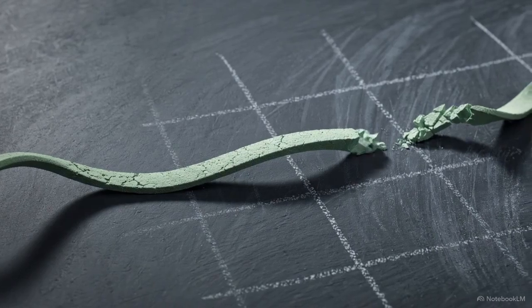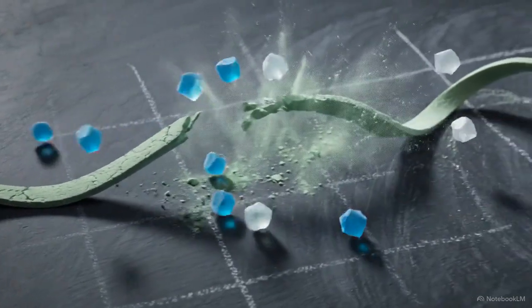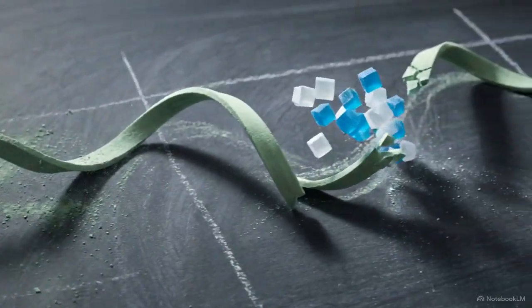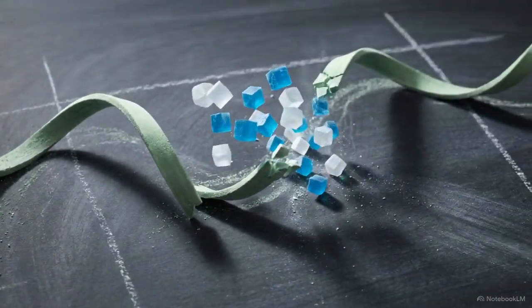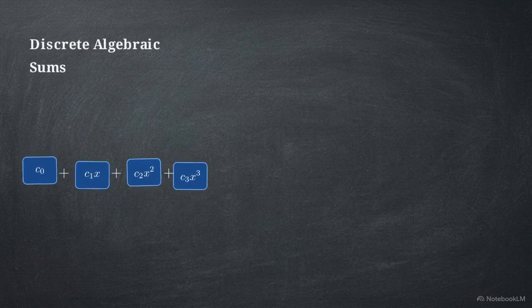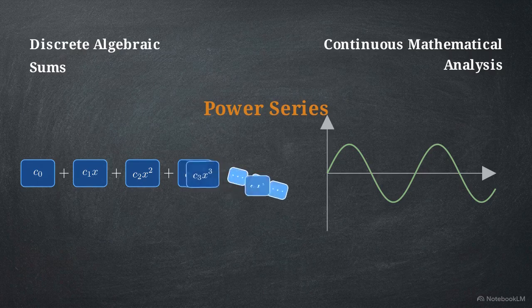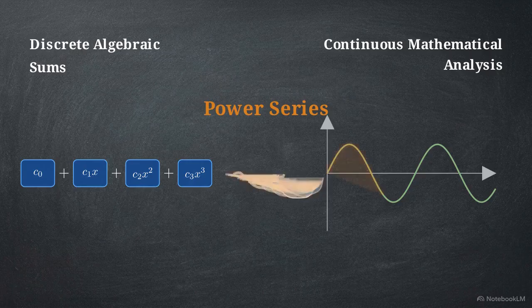In mathematical analysis, we often confront smooth, continuous curves that are notoriously difficult to evaluate directly. By breaking these curves down, we can translate them into infinite, distinct, and discrete polynomials. These infinite polynomials are power series. They serve as the critical bridge connecting discrete algebraic sums with continuous mathematical analysis.